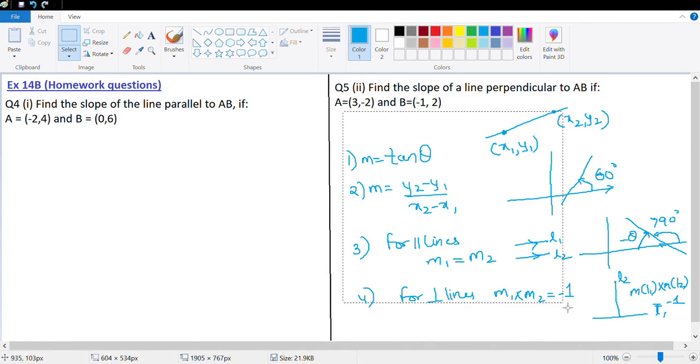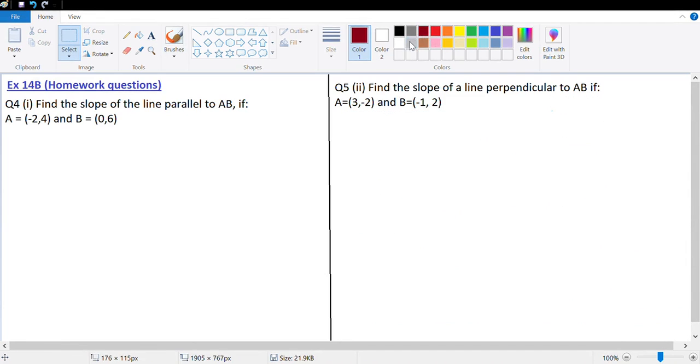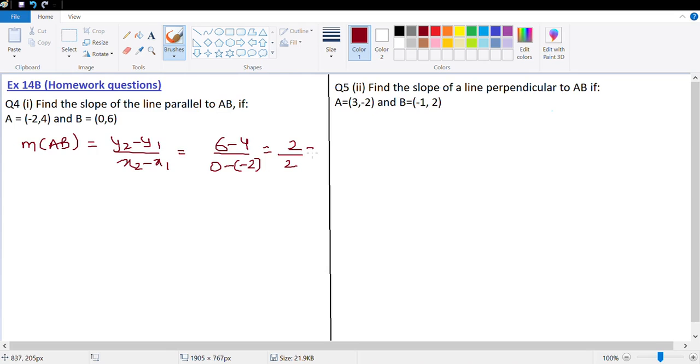Let's go ahead and solve the homework questions. So the first homework question was question number 4, part 1. It says find the slope of a line parallel to AB if A and B are given. So slope of AB is equal to y2 minus y1 upon x2 minus x1. In this case, 6 minus 4 upon 0 minus negative 2. That's 2 upon 2, which is equal to 1. Therefore, slope of required line is equal to slope of AB, because the lines are parallel, is equal to 1.